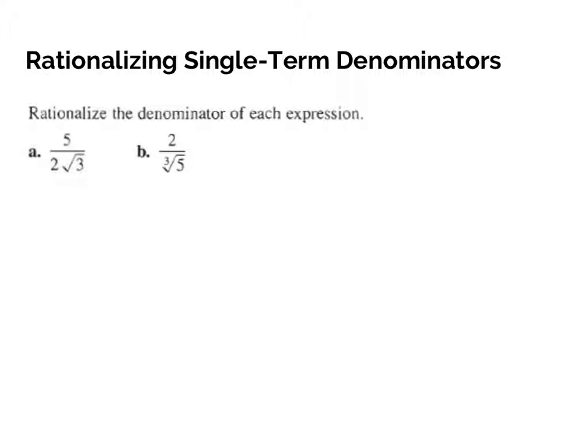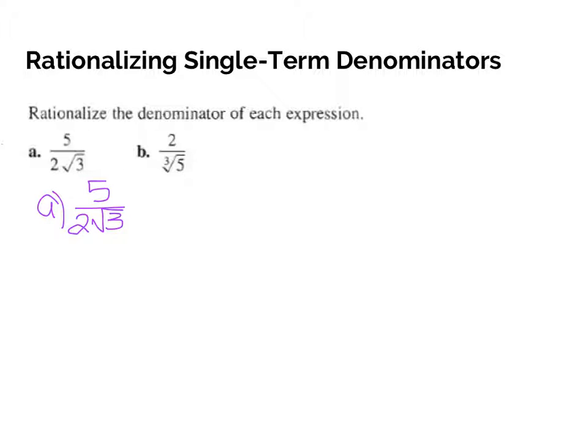To rationalize a single term denominator, let's take a look at problem A. Here we have 5 over 2 root 3. Now, just like we cannot have 0 in our denominator, and we don't like negative exponents in our denominator, we also don't like to have square roots in our denominator. So we need to rationalize this, which is a form of rewriting it.